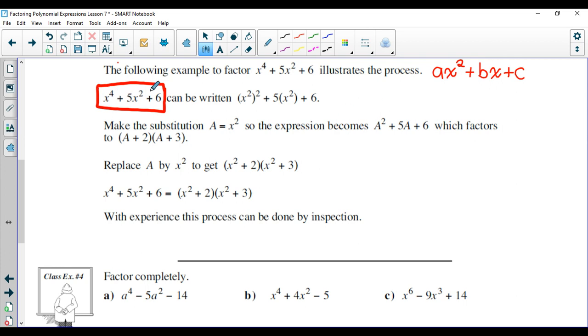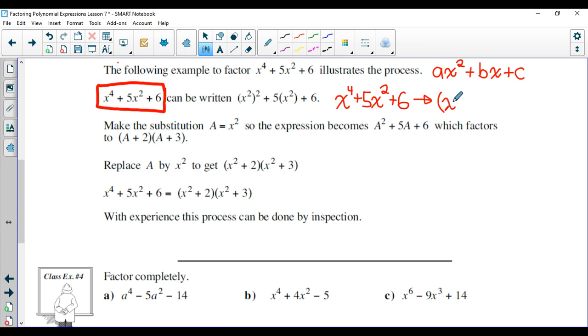Typically, when you see those high exponents, one of the first things you try to do is factor out a greatest common factor, but it turns out there is no greatest common factor. There's nothing you can pull out that's common between x to the 4, 5x squared, and 6. What I can do, though, is rewrite this expression to get it in the format of the equation we have up here.